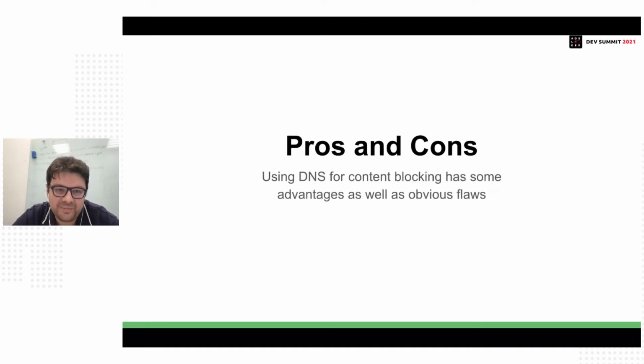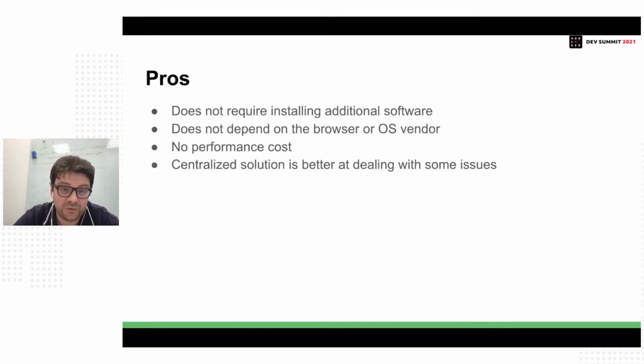But using DNS content blocking has also some obvious flaws, and I would like to talk about that as well. But first, I want to talk about advantages. Using DNS does not require installing additional software. It does not depend on the browser or operating system vendor. This one might be important, because browsers and operating system vendors sometimes change their rules, and we have to abide by them. With DNS level content blocking, you are independent. And also one more thing for users, no performance cost for the user. Everything is done on the server side.